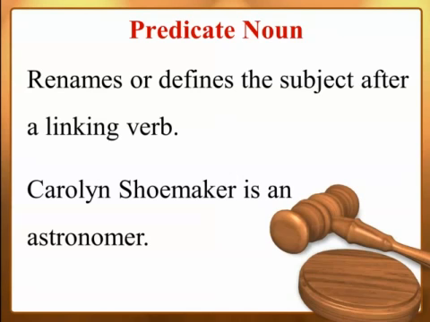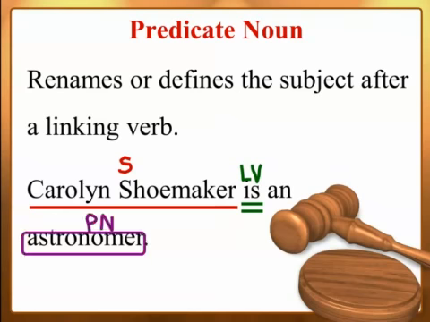Here's an example sentence. Carolyn Shoemaker is an astronomer. Carolyn Shoemaker is the subject. Is a linking verb. Carolyn Shoemaker is what? Astronomer. Predicate nominative.